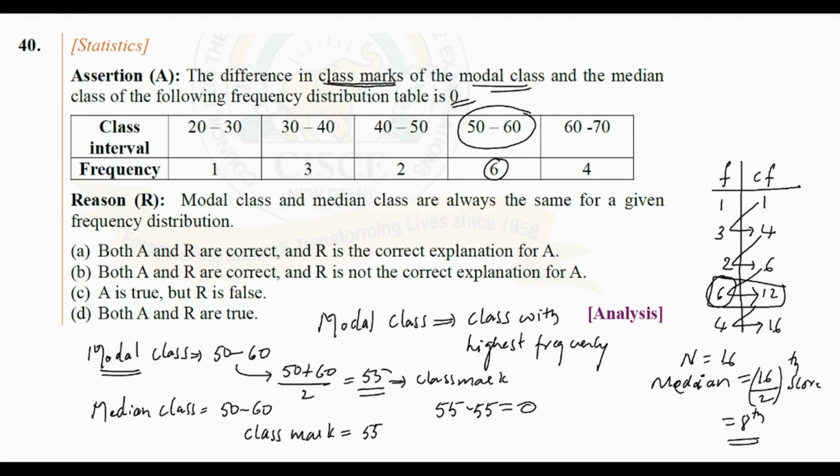Now the reason: modal class and the median class are always same for the given frequency distribution. No, need not be. Modal class is the class which has got highest frequency, and the median class is the class which has got n by 2 score if n is even, or (n plus 1) by 2 score if n is odd. So they both cannot be same, children. Clear, children? So assertion is true but reason is false. That is option number C is the right answer. Clear?